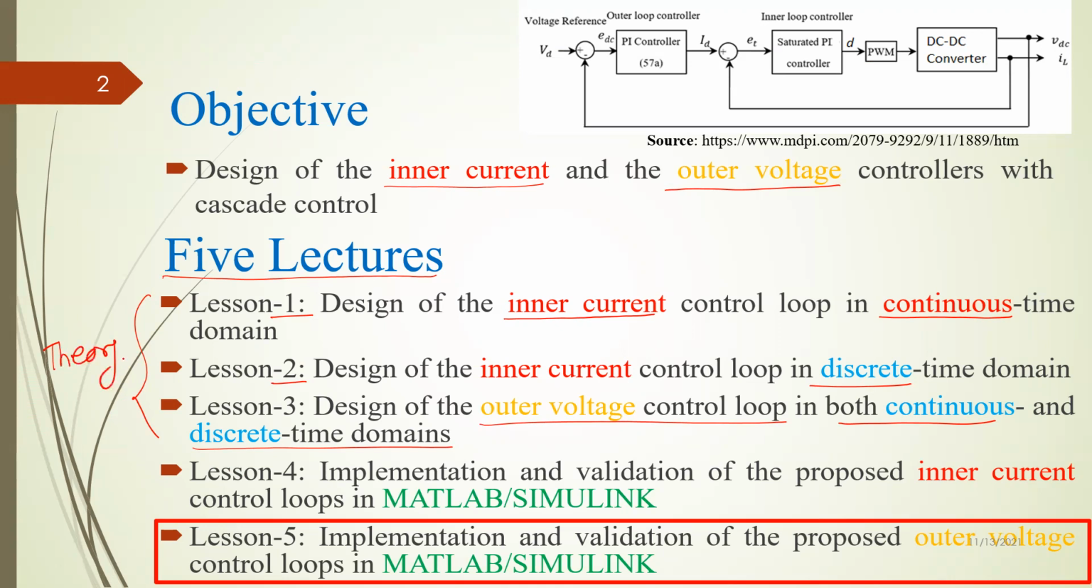And in lesson 4, we basically validated our proposed inner current control loop using Matlab Simulink environment. So this was about simulation, and here we saw the performance of our proposed inner current control loop for buck converter, boost converter, and buck boost converter. And we would like to do the same for this lesson, where we want to validate our proposed outer voltage control loop in cascade with the inner current control loop. So this is also about simulation and implementation. And this is the major focus for this video.